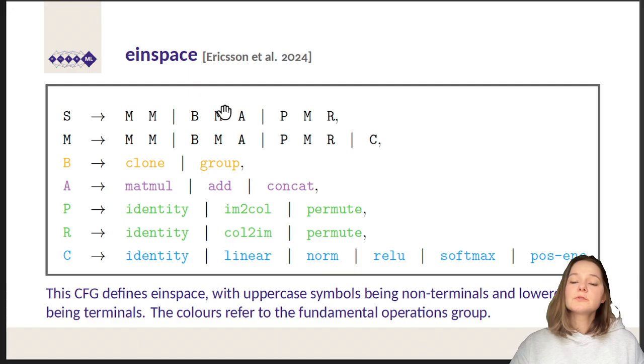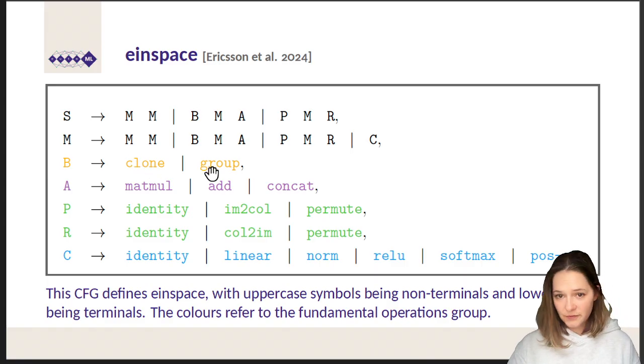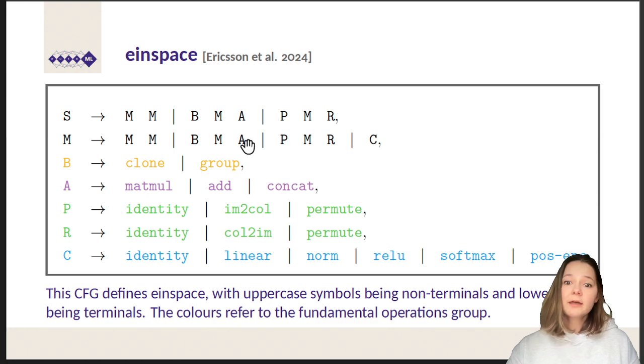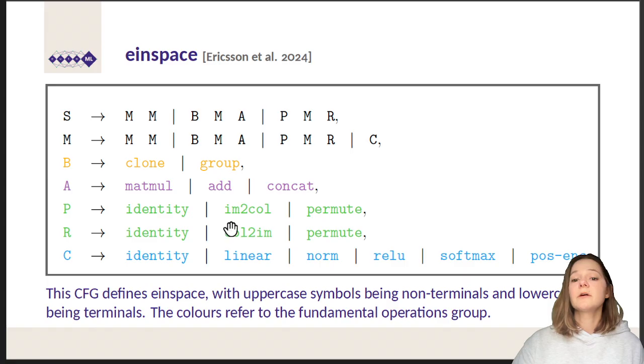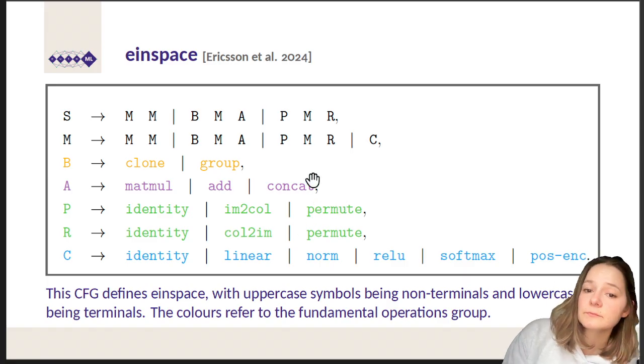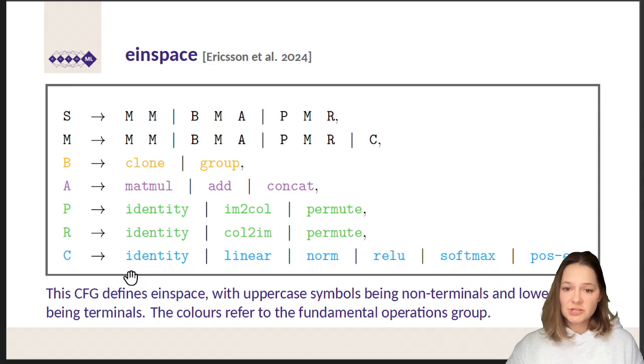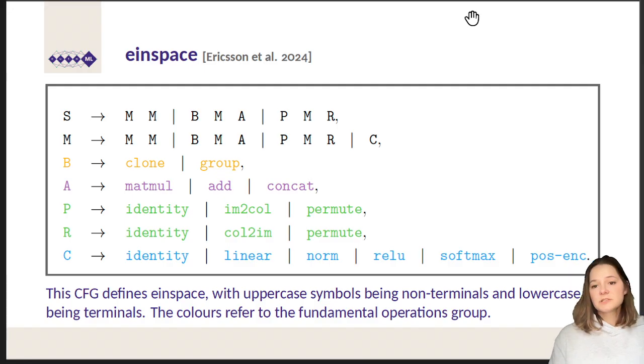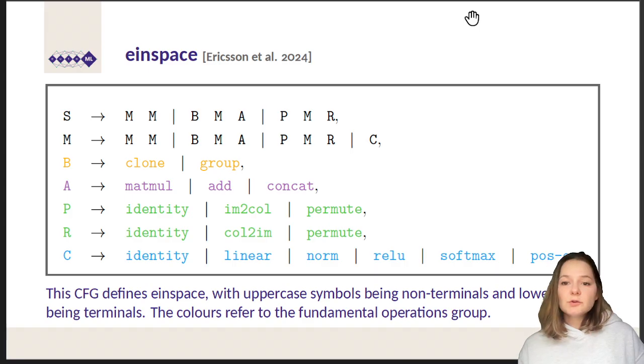So for each of those modules or calculations, we can see different examples here. For example, branching means we can clone or group things together. Aggregation means we do some math: multiplication, adding or concatenation. Our routing functions P and R, depending on if we are at the beginning of the module or at the end of the module, can be an identity, can be an image to column or column to image, or a permutation, or the computation itself being the identity or any kind of different computations. So these parts are all making up the overall Einspace search space, which we can then use to search for different operations or different networks in general.